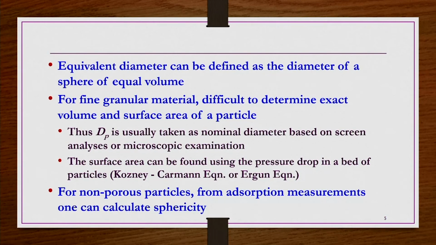This we are also going to do in a subsequent lecture, probably in module 6. But in this particular lecture we are going to take only individual particles, so let us not worry about that now. For non-porous particles, from adsorption measurements one can find out the sphericity as well.